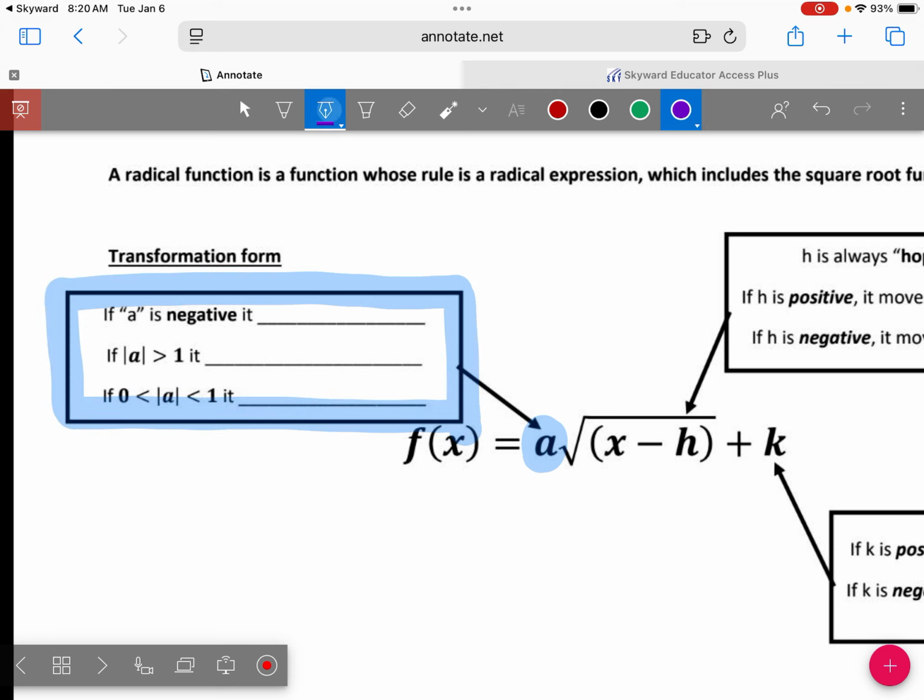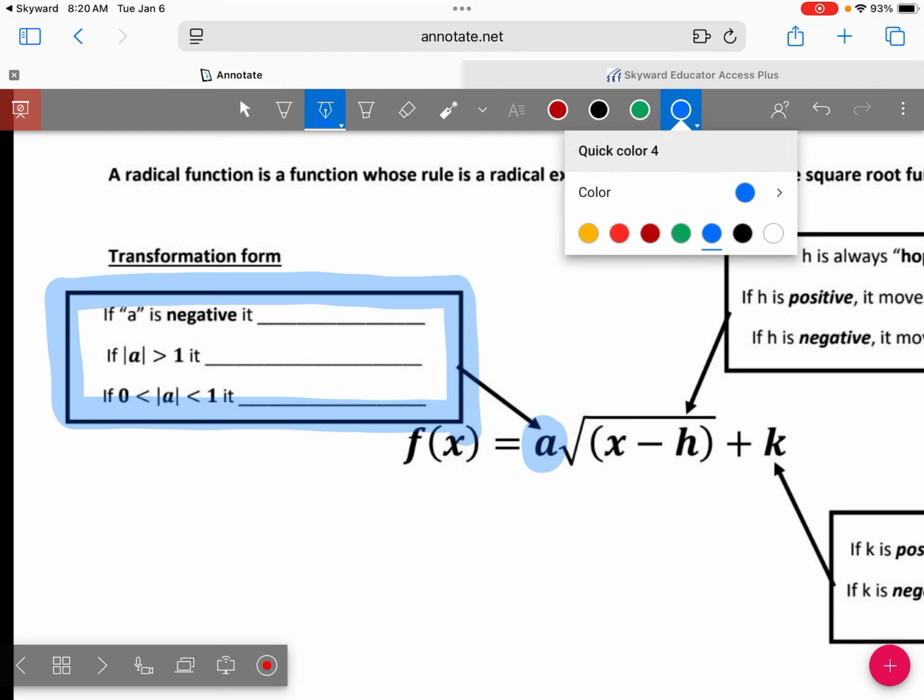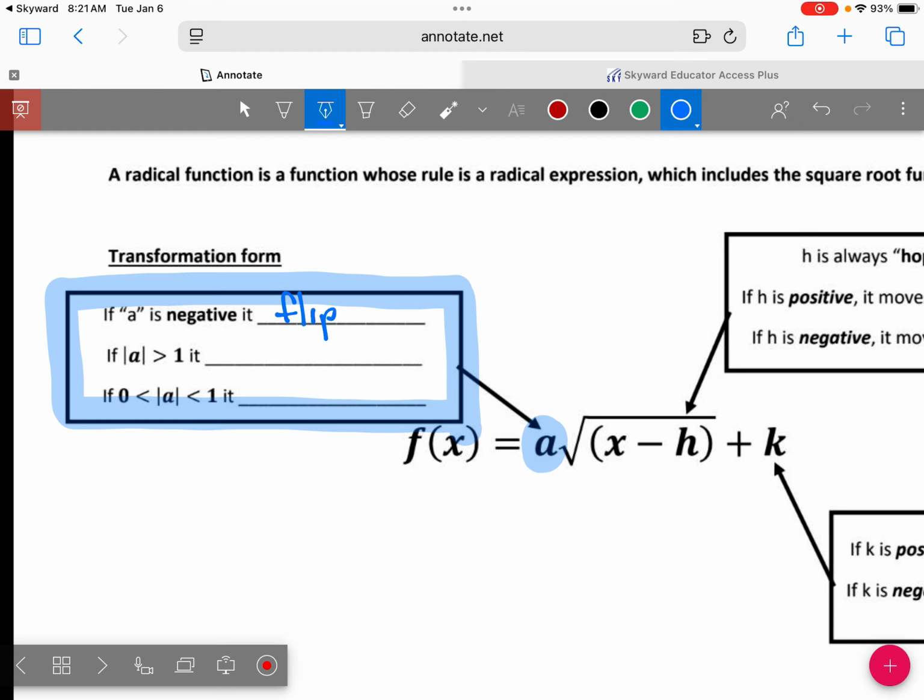Whenever A is negative, it will flip, or you could say reflect. Flip or reflect, either one would be fine. If A is greater than 1, the absolute value of A is bigger than 1, we say that it stretches. But if A is between 0 and 1, we say it compresses. So remember, your A is going to be in front. That's where we're going to find A.